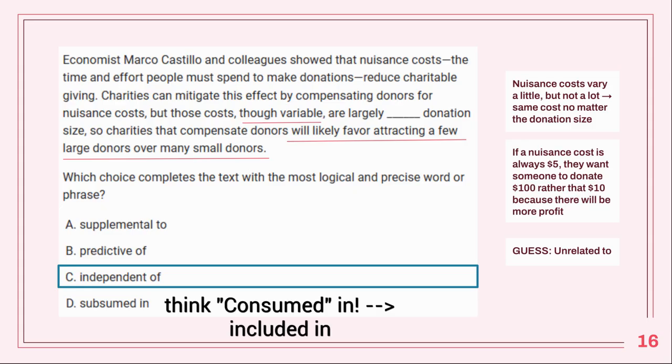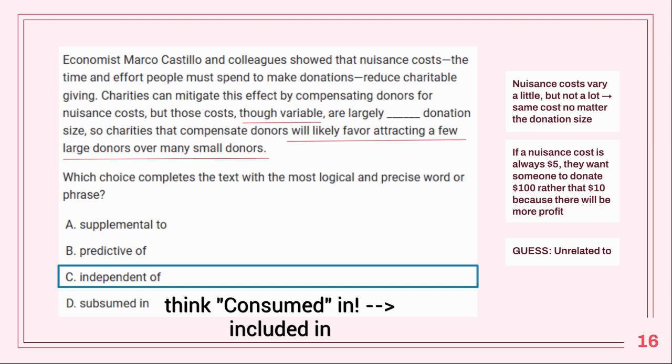The nuisance cost is actually taking away from the donation size. If it was subsumed in the donation size, the amount that the charity would get would still be the original donation size. But because they're compensating them with a little bit of money, that donation size goes down a little bit. So it's not subsumed in, it's actually taken away from the donation size. Subsumed in means there would be no change in the donation size, but it's not being subsumed in. It's actually taking away from the net donation size. It's taking away from the net profit that the charity makes.